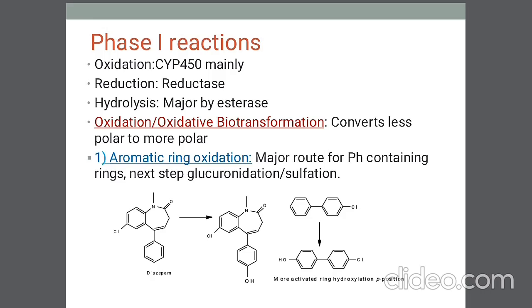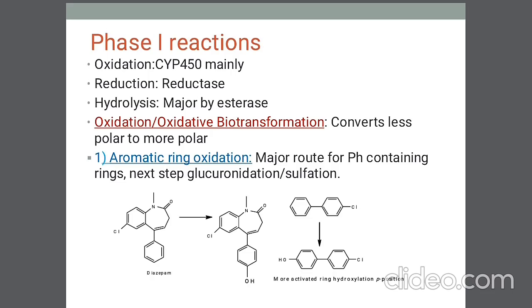Aromatic ring oxidation is the major route of metabolism for phenyl-containing rings. Once you have a hydroxylated metabolite, in phase 2 it will enter into glucuronidation or sulfation. Diazepam, as shown here, will undergo aromatic ring oxidation and give you a hydroxylated metabolite. Now in the next example, there are two rings.